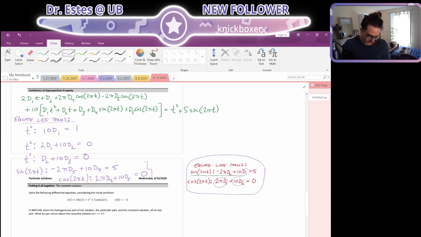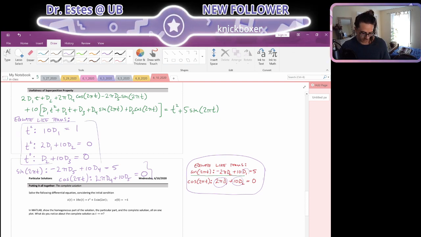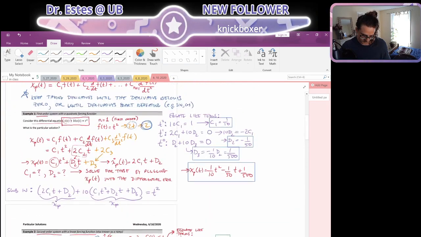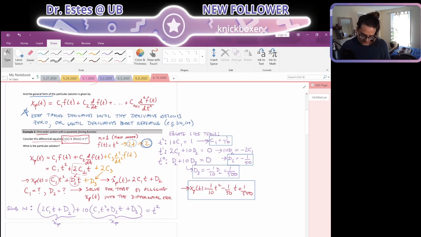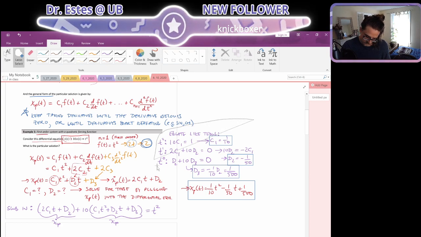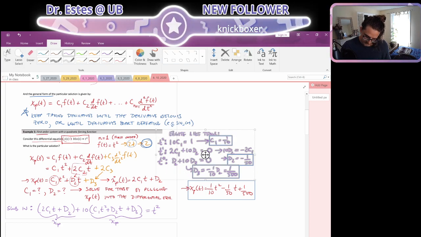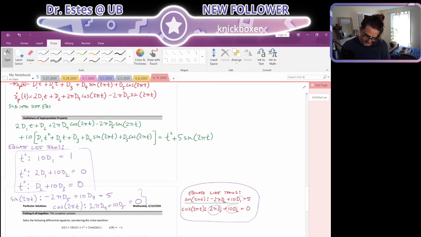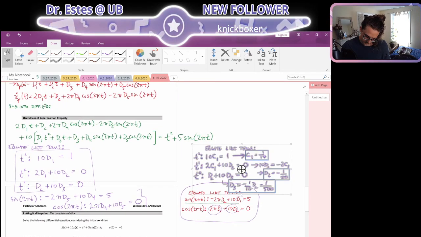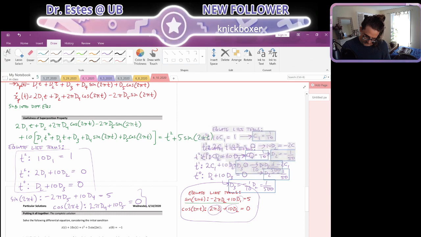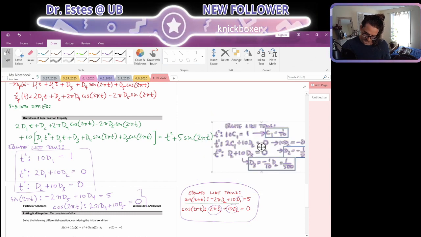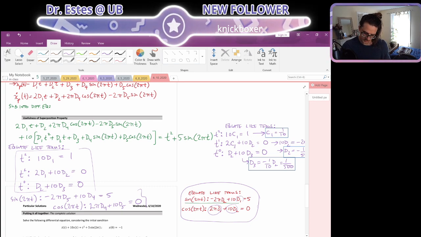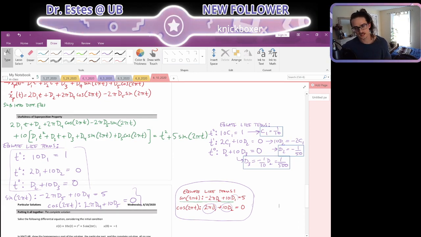Also, these t squared, t1, t0, if we go all the way back to our disastrous first example, let's grab these. Same thing, we'll copy this, bring it down, and move it over here. We had 10c1 equals 1, 2c1 plus 10 d2 equals 0, and d2 plus 10 d3 equals 0. Same exact equations, and we got these coefficients.